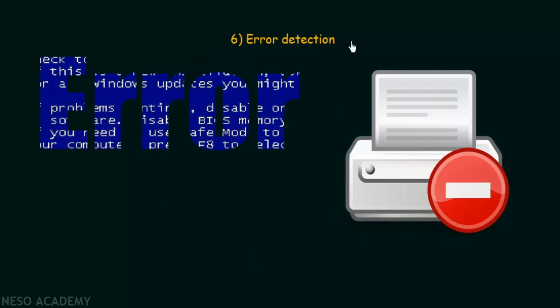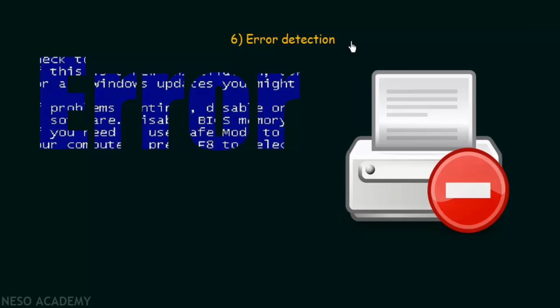Now the next service that is provided by the operating system is known as error detection. Errors can always occur in the course of our computing, and the operating system needs to be constantly aware of possible errors that can occur. There are many kinds of errors, like errors that can occur in the CPU, errors that can occur in the memory and hardware, or errors in the input and output devices, and so on.